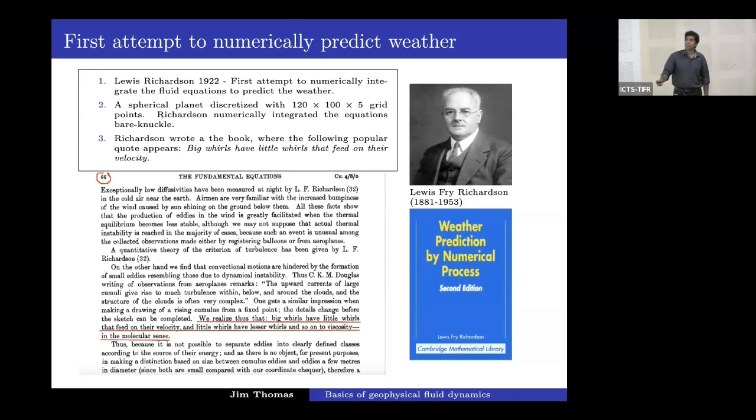So this was the first known attempt to predict weather. Richardson was aware of the fluid equations, the Navier-Stokes equations, and the effect of rotation and all were known. So he tried discretizing a planet. Just like we saw that numerical grid in the previous slide, Richardson designed this spherical grid with 120 points in the latitude direction, 100 points in the longitudinal direction, and just 5 points in the vertical direction. So this is what we would call a very coarse numerical grid.